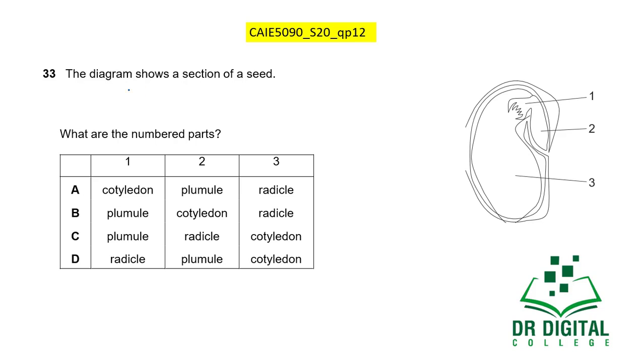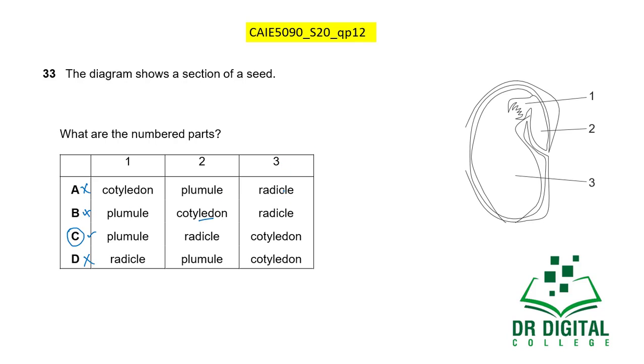In this question, the diagram shows a section of a seed. What are the numbered parts? 1 is the plumule. So A is wrong because 1 is not the cotyledon. D is wrong because this is not the radicle. B and C can be correct because 1 is the plumule. 2 is the radicle. Here it says that 2 is the cotyledon, so B is wrong. C is the correct answer.